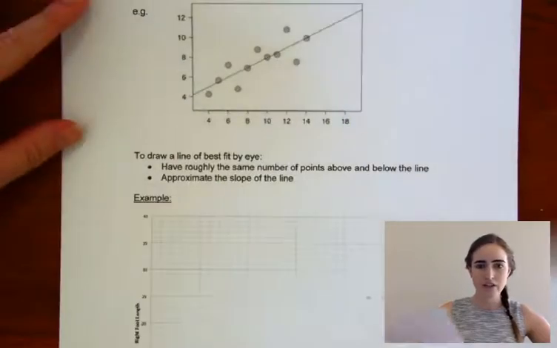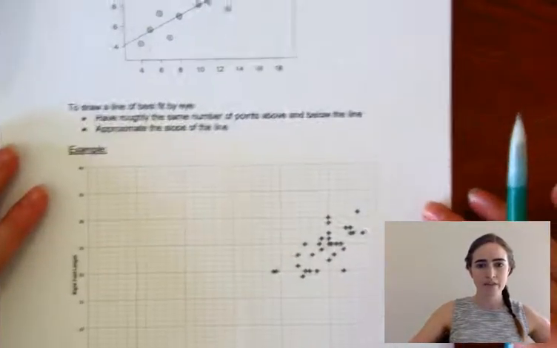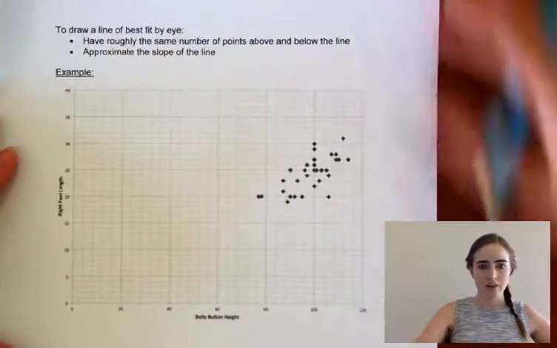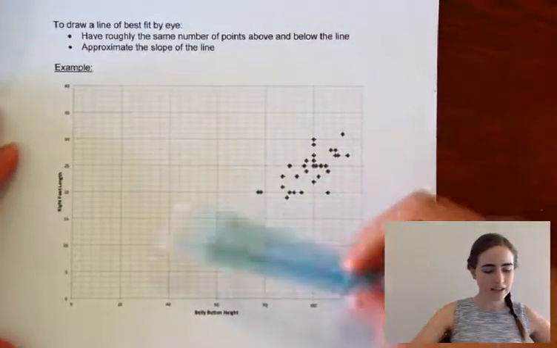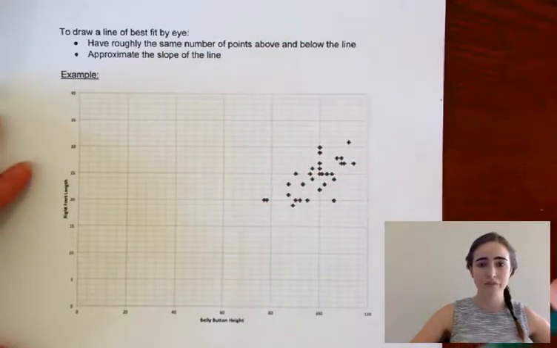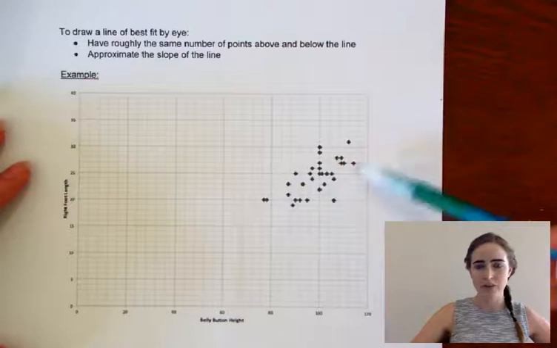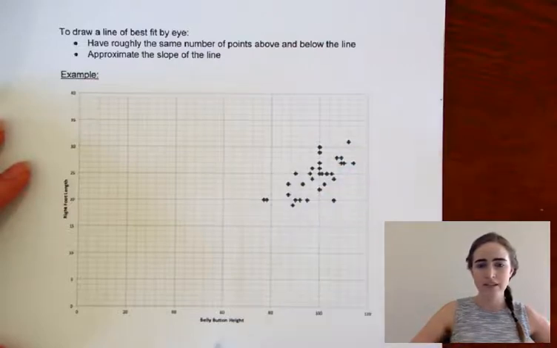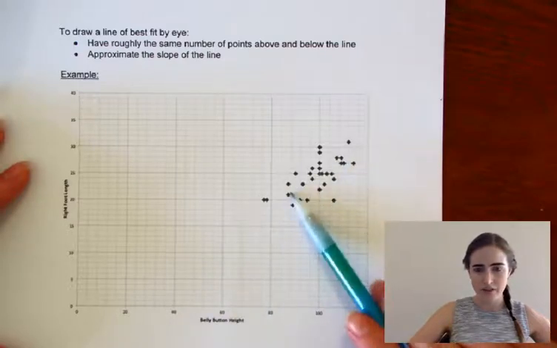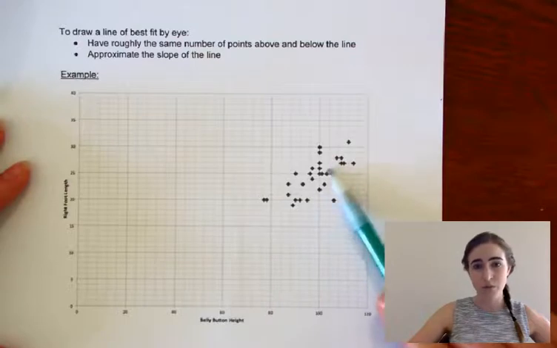All right, so let's have a look at an example. Here we've got some people who've measured the length of their right foot and the height of their belly button off the floor, and these are all our data points over here. You can see you've got to have a look at the slope that it's going on. It's increasing in this direction. So that's the general slope that we want our line to be on.